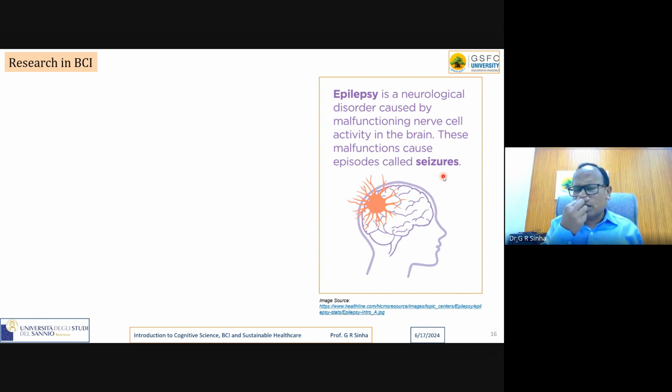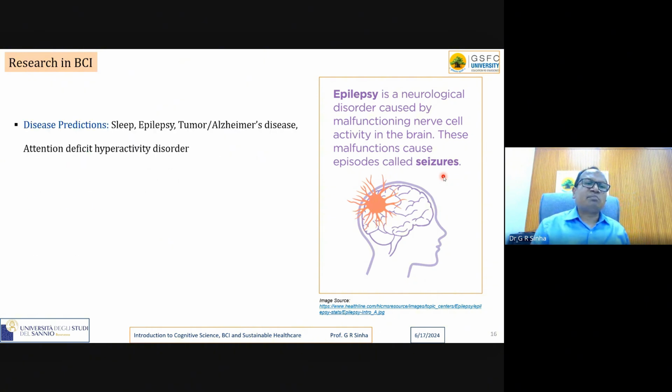You might have heard about Alzheimer's, epilepsy, Parkinson's, compulsive disorder, and attention disorder. All these are disorders related to the human brain. And is there any research going on in the area of BCI to solve the problem of epilepsy, Parkinson's, to address the challenges? The answer is a big yes. So what is the research in BCI?